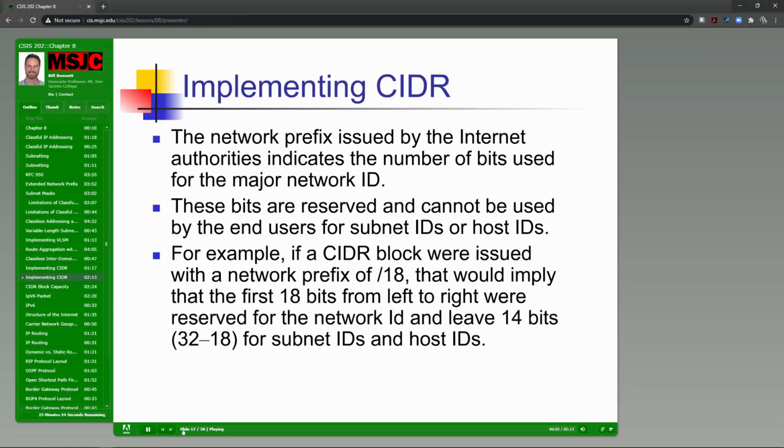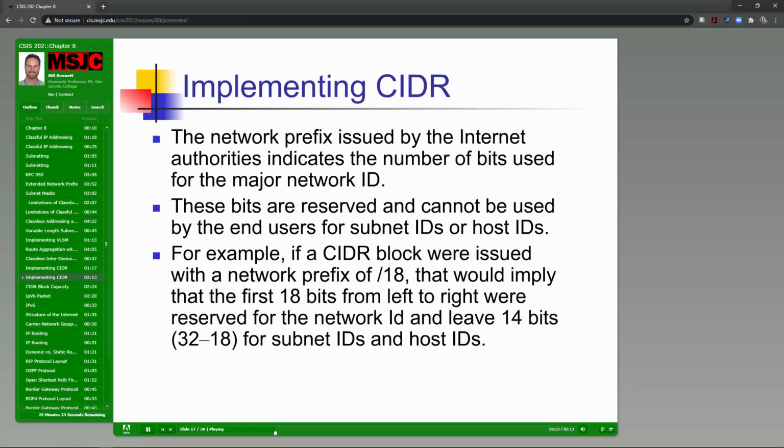So we're just reiterating the statement I made on the last slide as far as implementation of CIDR. The network prefix is issued by the Internet authorities. Internet authorities really means ISPs at this point. You're not going directly to an Internet authority. You're going to an ISP, and they're the ones dictating the IP address range that your organization is going to use. Depending on what level ISP they are, they may be dealing directly with various Internet authorities, but you as an organization will not be.